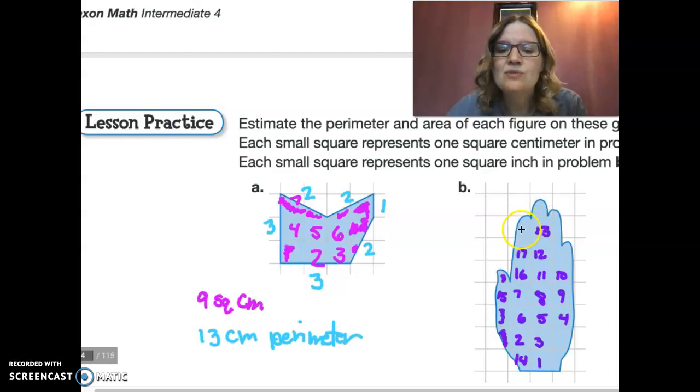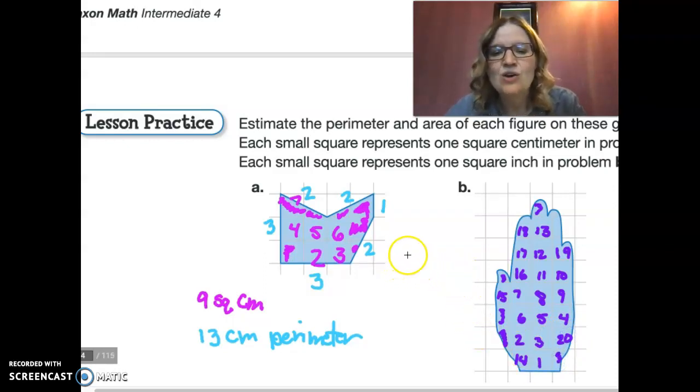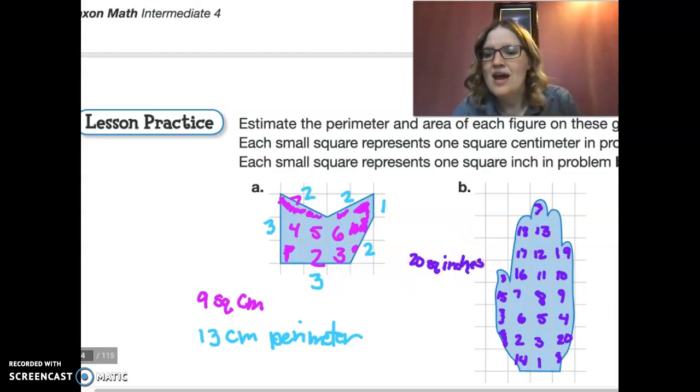And then I'm going to put this one and this one together, and that'll be 18. And then I'm going to put this one together and this one together, and that is 19. And then I'm going to put this one together and this one, and this is 20. We're going to include this. So I think roughly 20 square inches. Oops, inches.